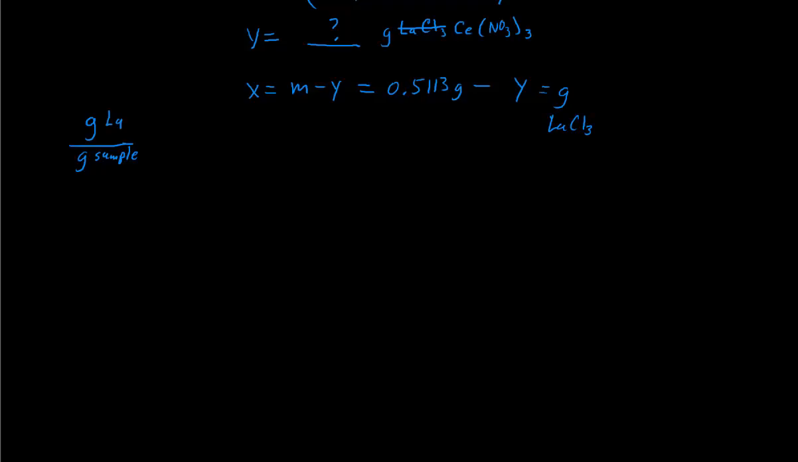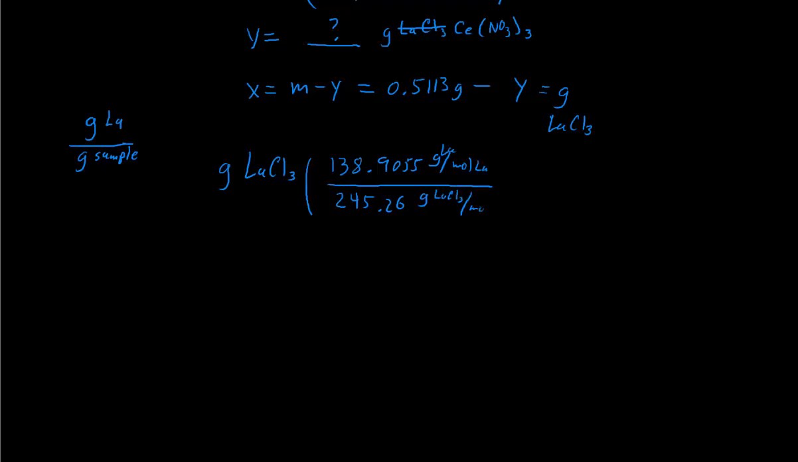So let me tell you how we're going to do that. So if we know the grams of lanthanum chloride, we can look up the molar mass of lanthanum, and we find out that there's 138.9055 grams of lanthanum in every mole of lanthanum, right? And we're going to divide that by the molar mass of the whole lanthanum chloride compound. So that's 245.26 grams of lanthanum chloride in every mole of lanthanum chloride.